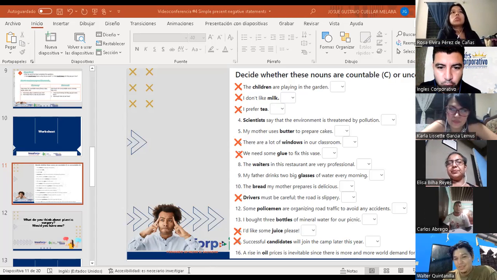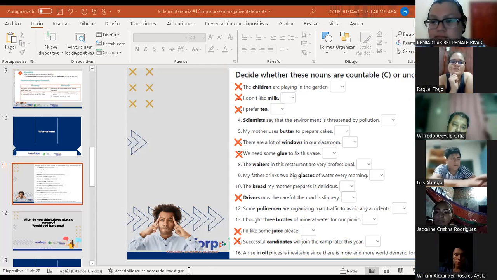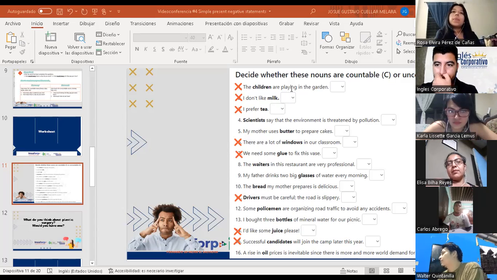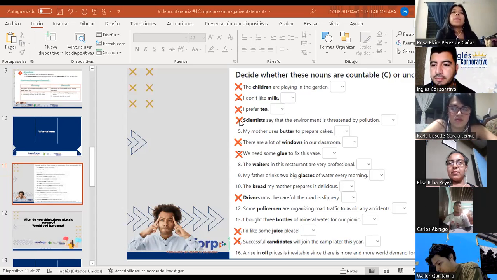Nice. And we go with who? I don't know. William, right? William, and then Mardoqueo. Okay, number four. Scientists say that the environment is threatened by pollution. And pollution is countable. Yeah, countable. Thank you. Okay, Mardoqueo, and then Carlita.